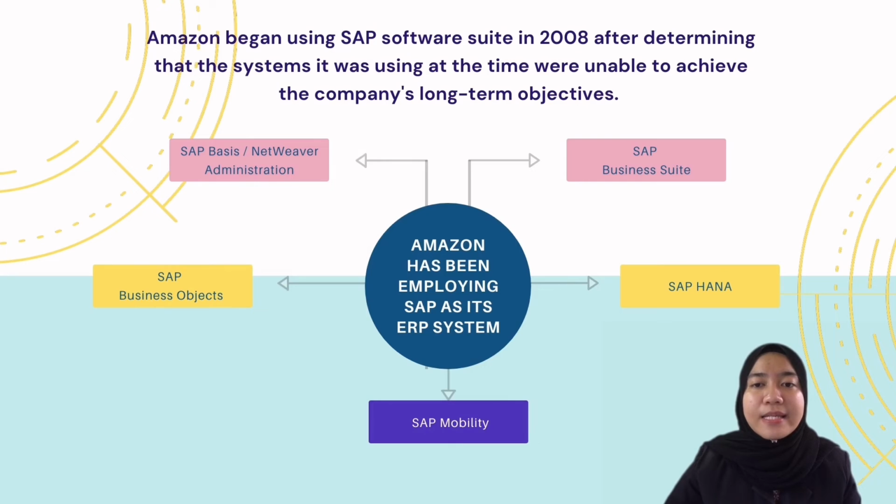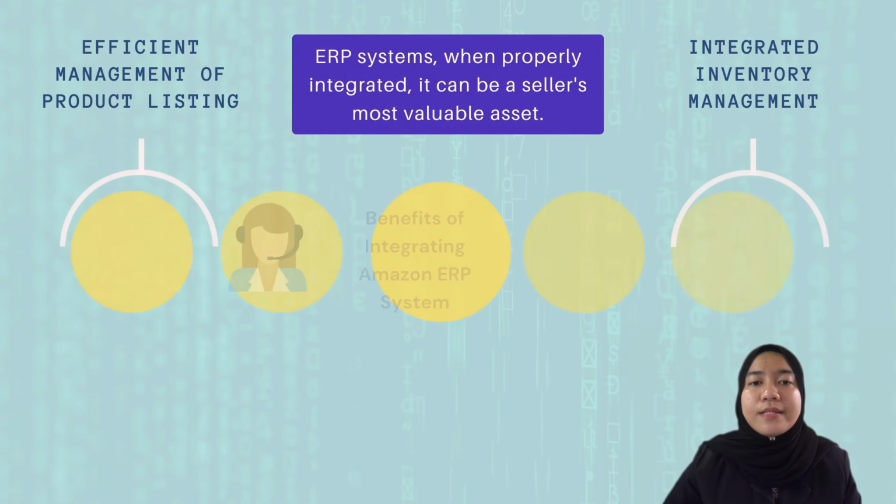While the exact SAP modules deployed by Amazon cannot be predicted, the following are some of the modules that Amazon has implemented. First is SAP Basis or NetWeaver Administration, SAP Business Suite, SAP Business Objects, SAP HANA, and SAP Mobility.